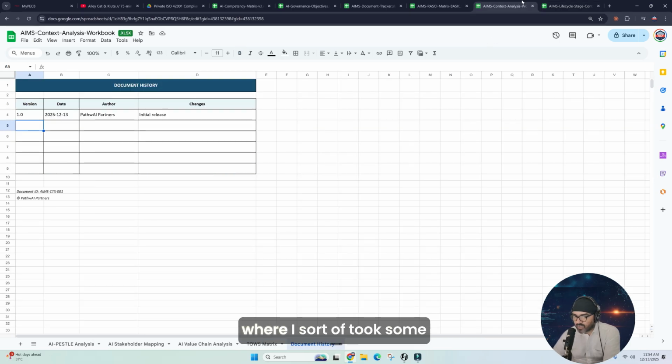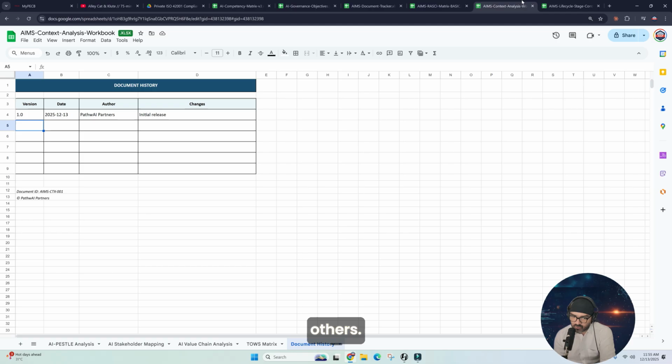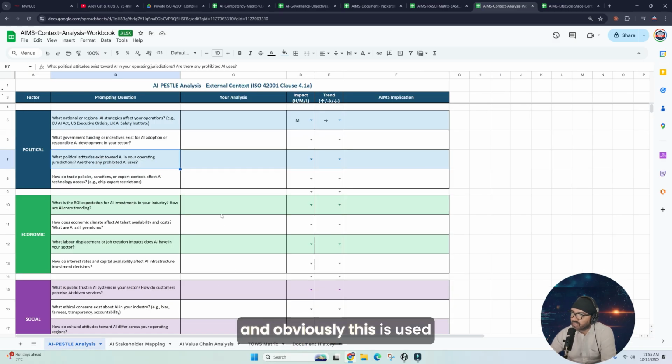So document 2 is where I sort of took some inspiration from the PECB lead implementer course, and then also used some of my own business studies teaching awareness for things like SWOT, PEST analysis, and a few others. So you're going to see that now in action. So we can start with a PEST analysis, and obviously this is used for 42001 clause 4.1, so where you're looking at the internal and external considerations for your business, and it's kind of pre-populated here with some considerations, but you can change them as you see fit.